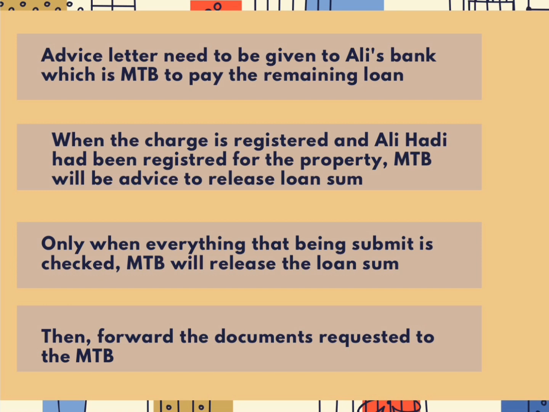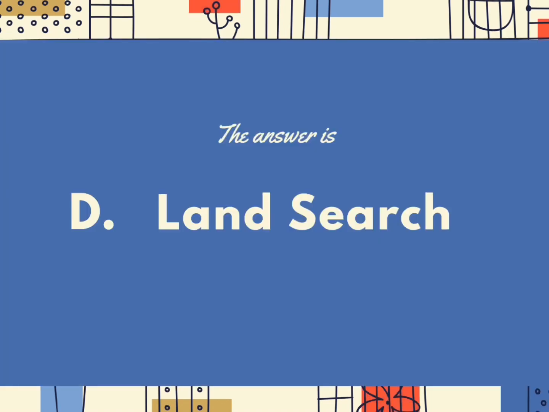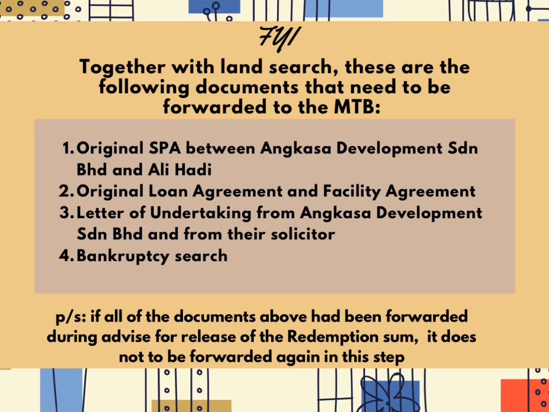Then, forward the requested documents to Maju Terus Bank. The question is, which one of the following documents needs to be forwarded to Maju Terus Bank at this stage? The answer is D. Land search. Together with the land search, these are the following documents that need to be forwarded to Maju Terus Bank.